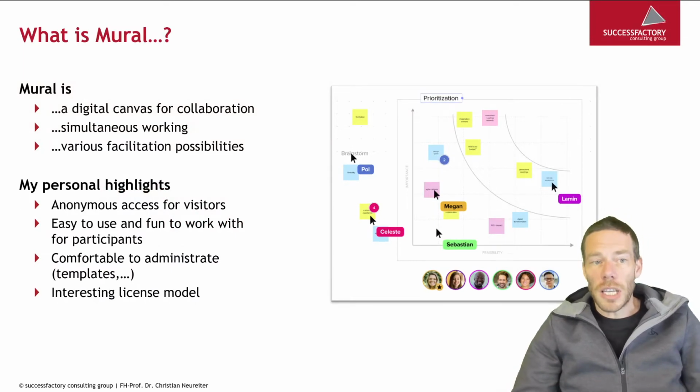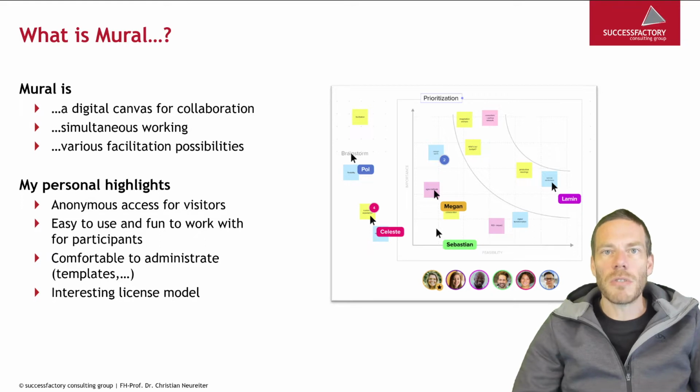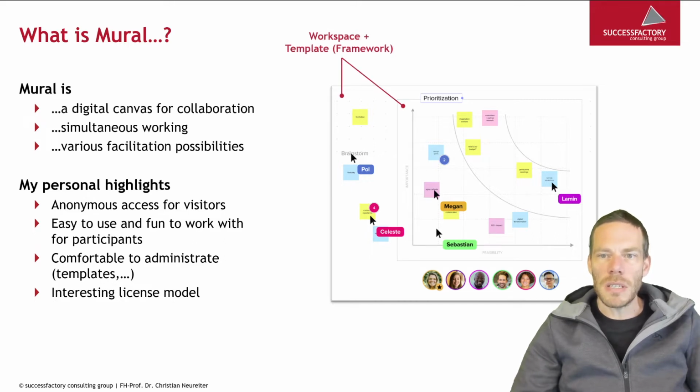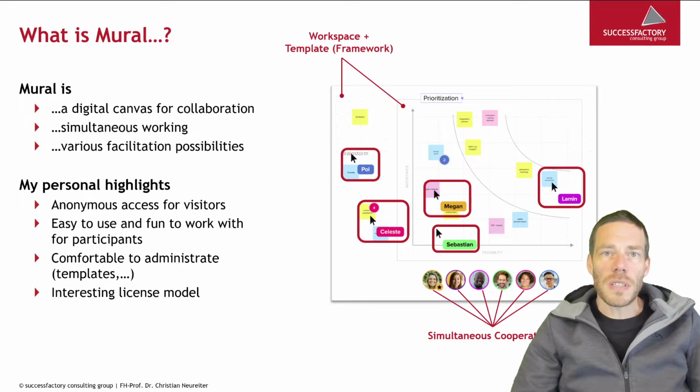Mural is a digital canvas which gives us the possibility for simultaneous cooperation and to facilitate exercises from a trainer perspective. So the basic structure of this tool is that it provides us a certain workspace, which is like a digital canvas. And we also can populate this workspace with different templates and elements, which can be useful for constructing our exercises. During the exercise, Mural gives us the possibility for simultaneous cooperation, which means that different people can work simultaneously and we can see what other people are working on.